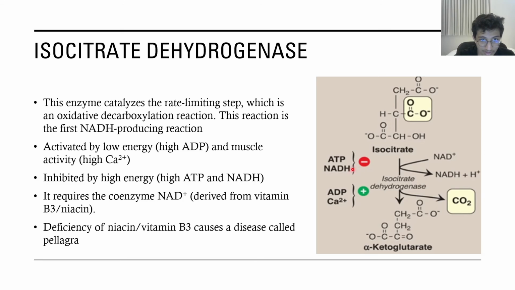Now, since it's a rate limiting step, it's highly regulated. It's activated by low energy, signaled by high ADP, or muscle activity signaled by high calcium ions. But it's inhibited by high energy, which can be signaled by high ATP and high NADH. It requires the coenzyme NAD+, the same one that's required by PDH, and it's also derived from vitamin B3 or niacin. And like we said, the deficiency causes a disease called pellagra.